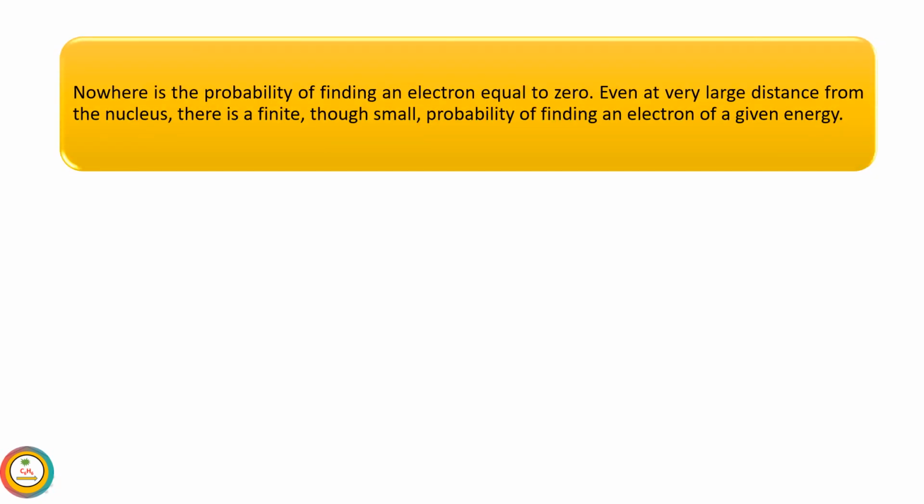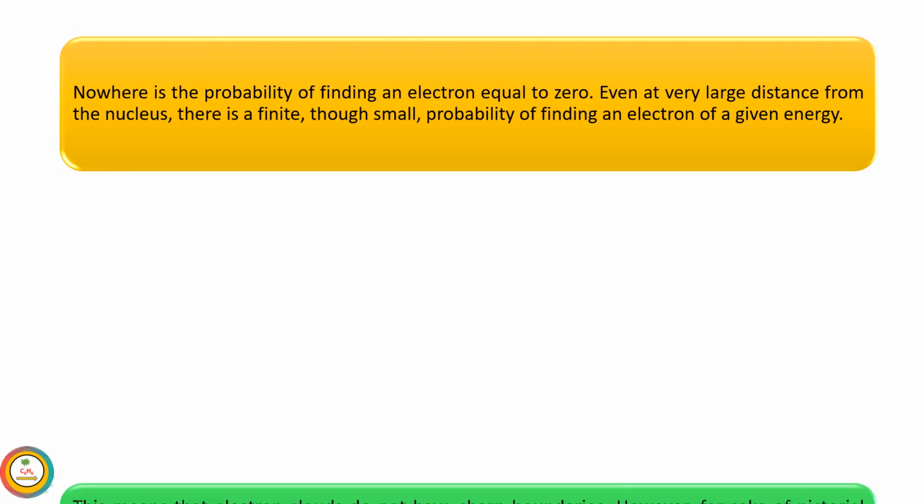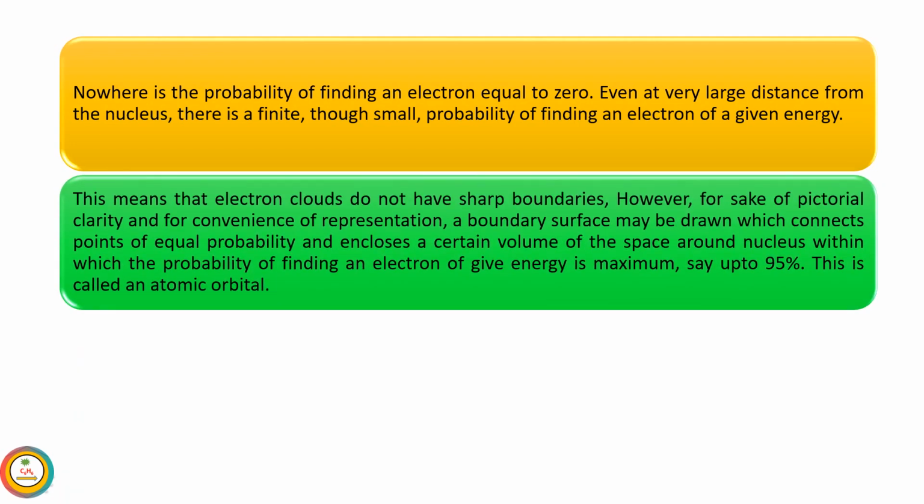Nowhere is the probability of finding an electron equal to 0. Even at a very large distance from the nucleus, there is a finite though small probability of finding an electron of a given energy, but nowhere is the probability 0. Anywhere there is some probability of finding an electron. This means that electron clouds do not have sharp boundaries.